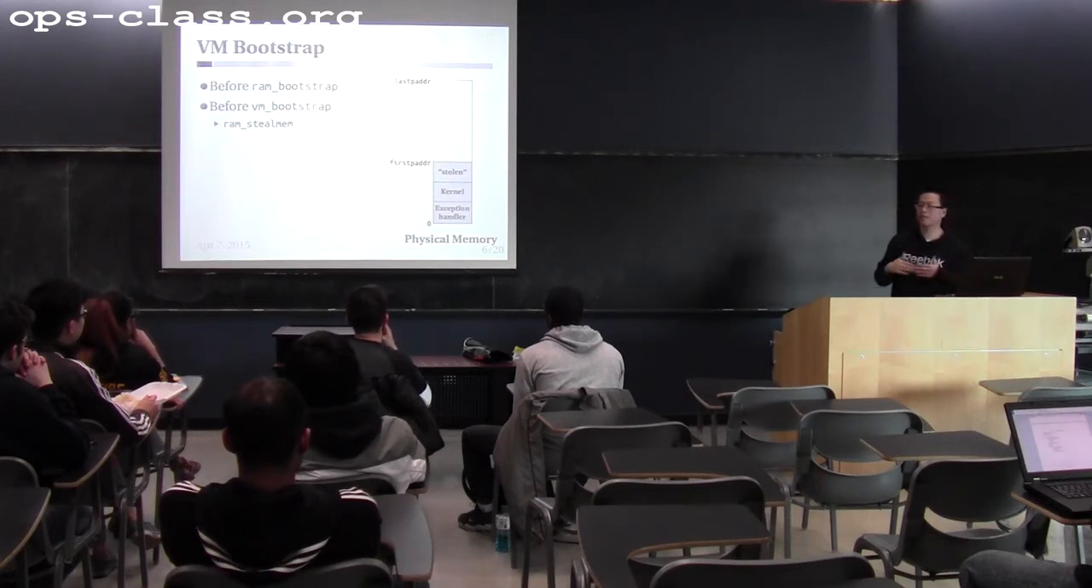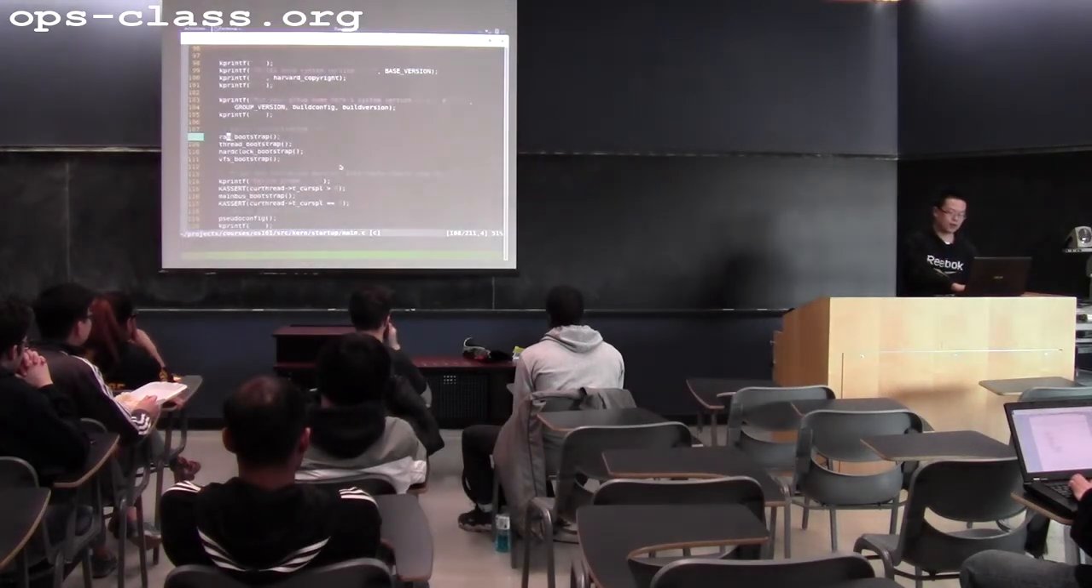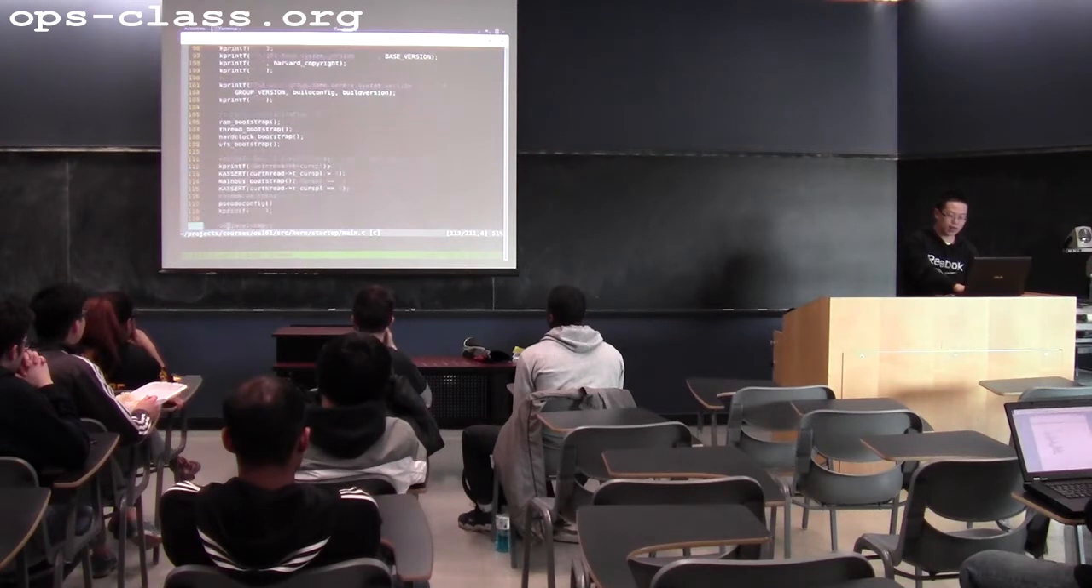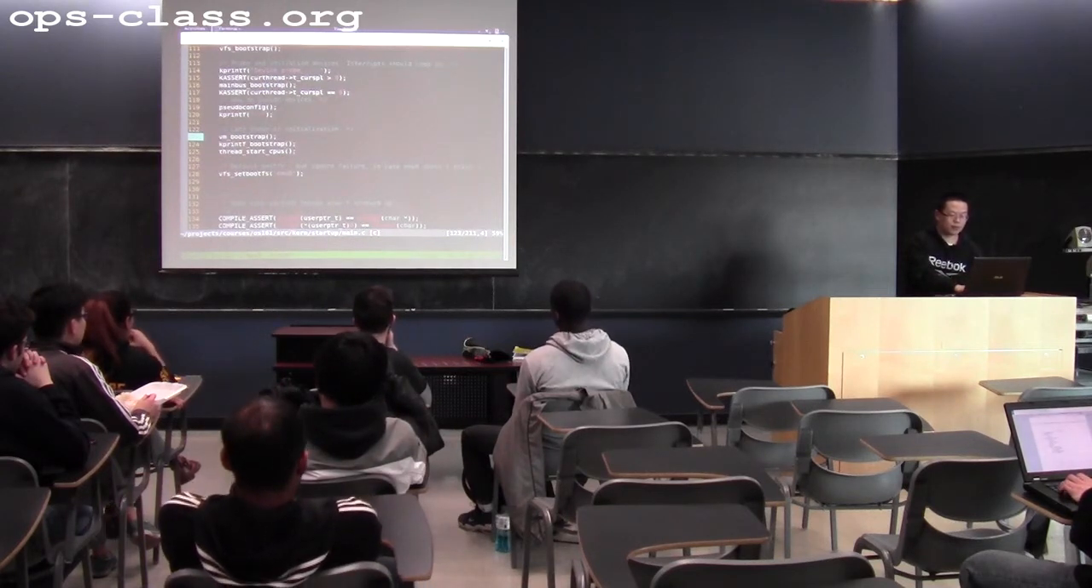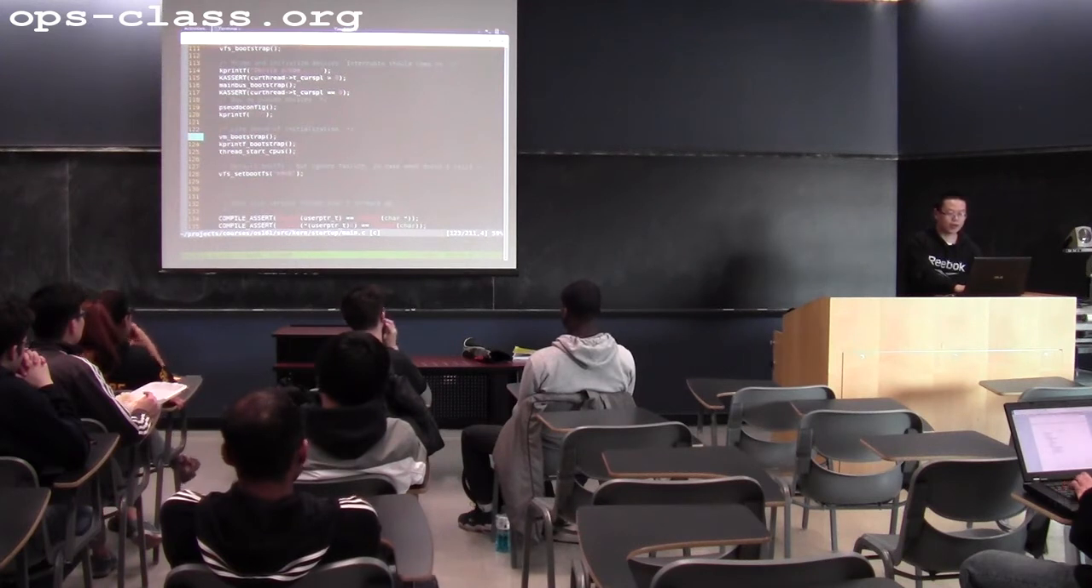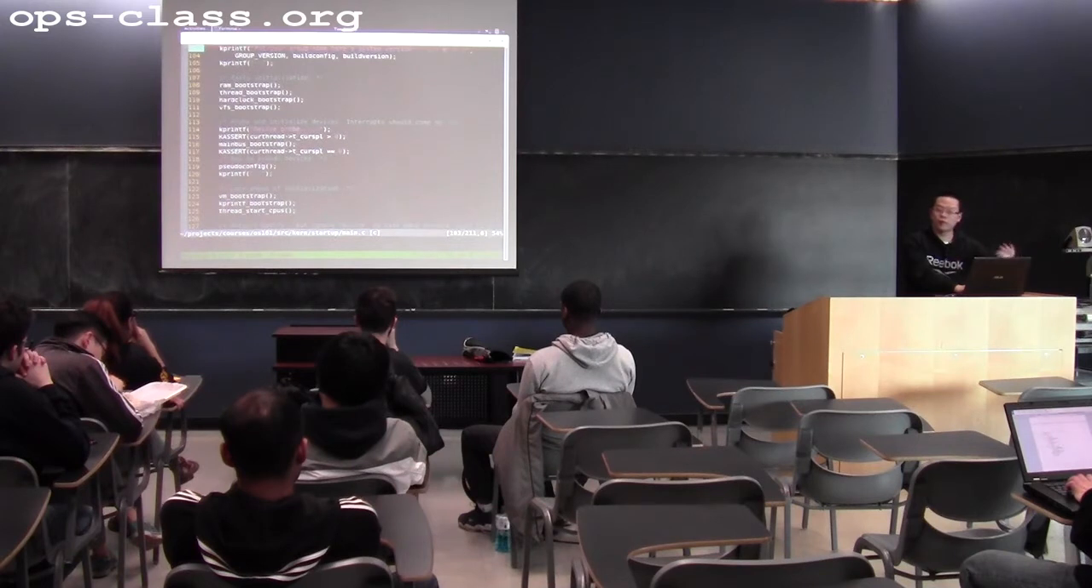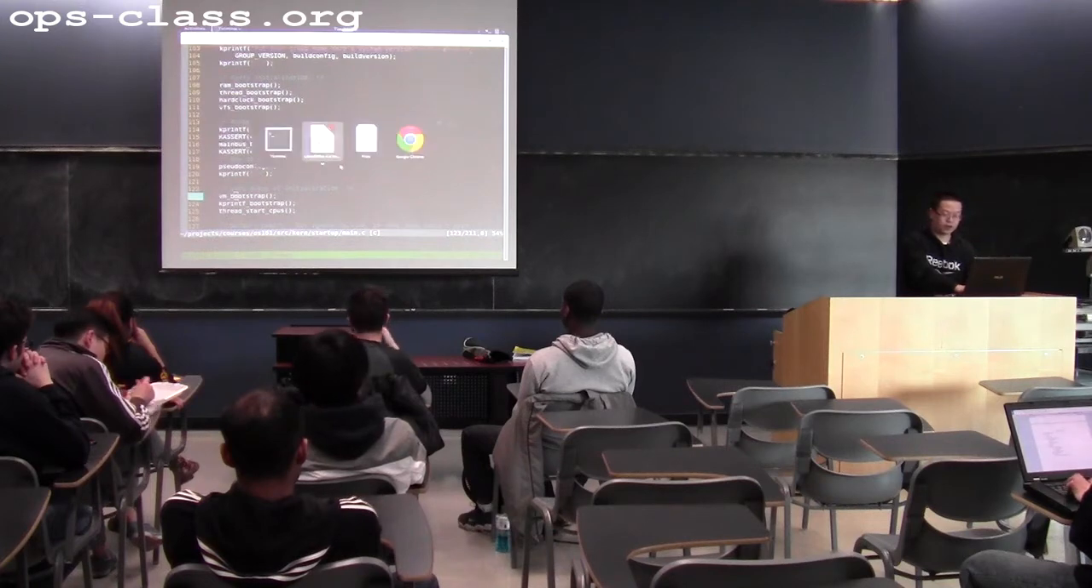And you will notice another thing: the vm_bootstrap function is called at the very end of the boot function here. So after RAM, you have thread, you have clock, VFS, and all that. And finally, you have vm_bootstrap. That's not the last, but it's quite at a late stage of initialization, right? So you will notice that between ram_bootstrap here and vm_bootstrap here, there are a bunch of other initialization functions, right?